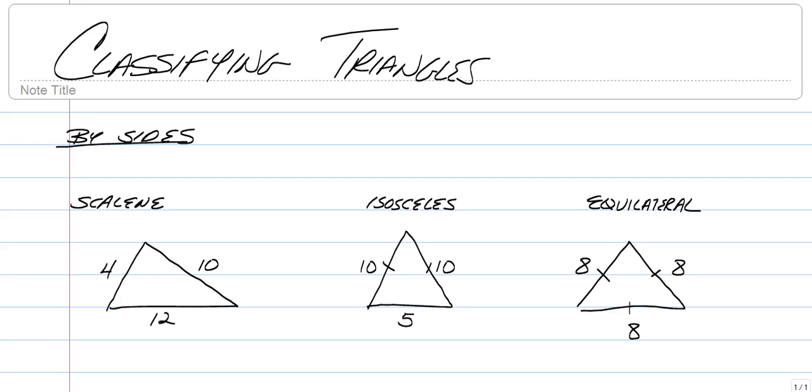This video is going to cover how we classify triangles by either their sides or their angles. Now, by sides, we have three different kinds of triangles. We have a scalene triangle, an isosceles triangle, and an equilateral triangle.